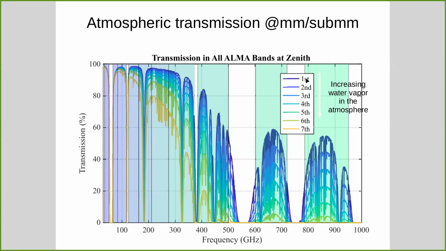In the best observing conditions, it's still possible to observe even in band 10, band 9, band 8 here, sorry. Still possible to observe, but it's not all the time. You only have a small fraction of the time when you can really observe here, when you have a decent atmospheric transmission. And when the weather is very bad, then you are not able to see anything at this high frequency here.